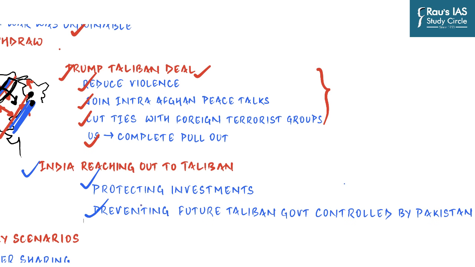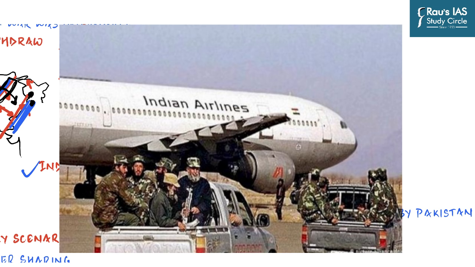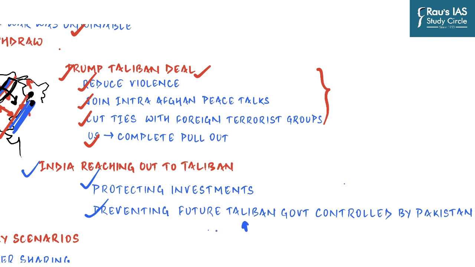And the second is that we want to prevent a future Taliban regime which will be controlled by Pakistan just like the last time. Some of you might know that one of our aircraft was hijacked and taken over to Kandahar, and we could not get it back only because we did not have direct communication with the Taliban, and we do not want a repeat of the same thing. And if we see a probability of the Taliban getting access and total control over Afghanistan, we would want that government to be on talking terms with New Delhi, if not in complete friendship.